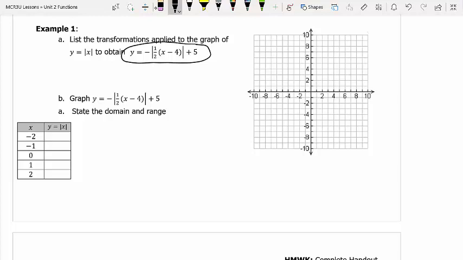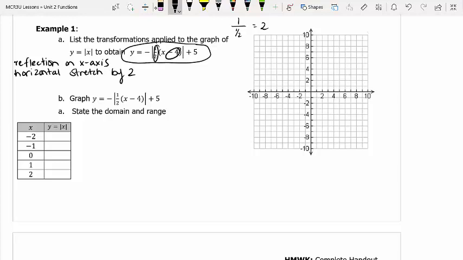So let's talk about the transformations that have been applied to the base graph. We have a negative a value, so that means we have a reflection on the x-axis. We have a k value of 1/2. Remember, when the k value is a fraction, it's actually a horizontal stretch, because it's by a factor of 1 over k. And 1 over 1/2 is 2. So we have a horizontal stretch by 2.